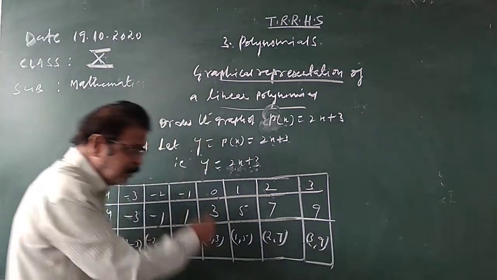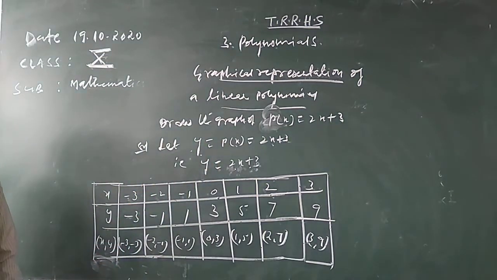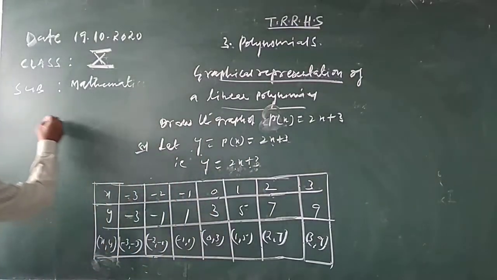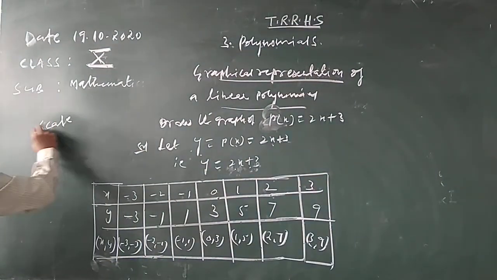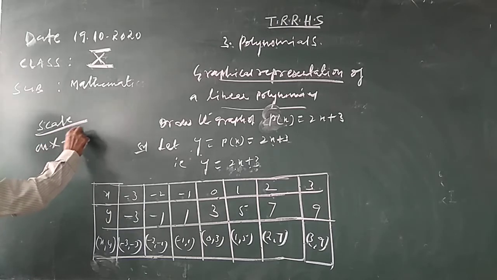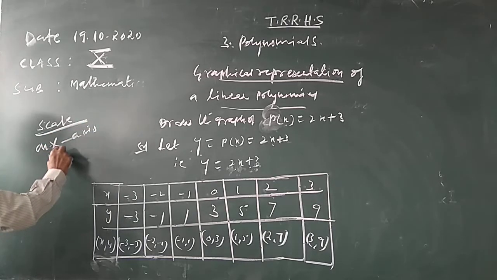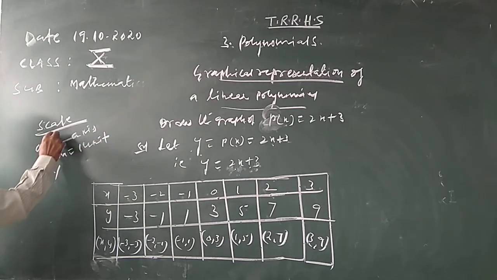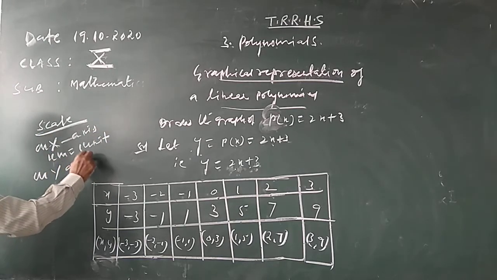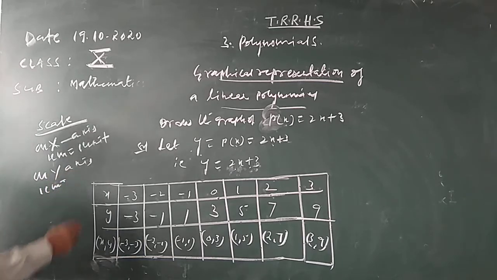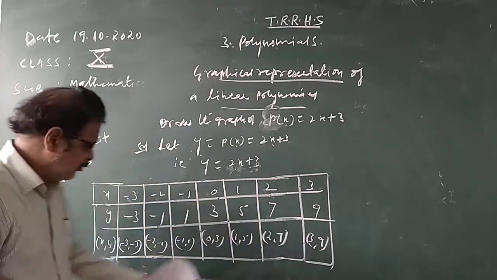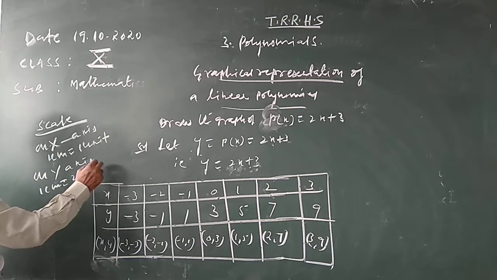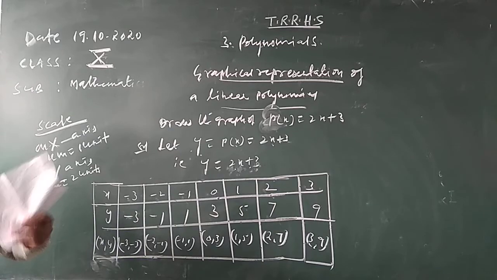All these values should be plotted on the graph sheet. On the graph sheet, we have to take the scale. On the x-axis, 1 centimeter equals 1 unit. On the y-axis, what should the scale be? The highest y value is 9, so you can take 1 centimeter equal to 2 units. Taking 2 units means a difference of 2, and 1 unit means a difference of 1.